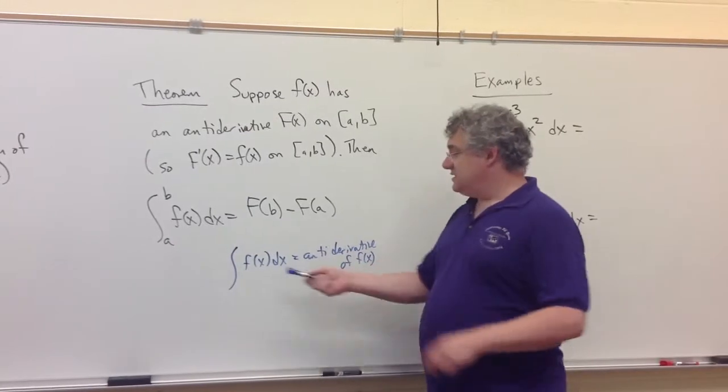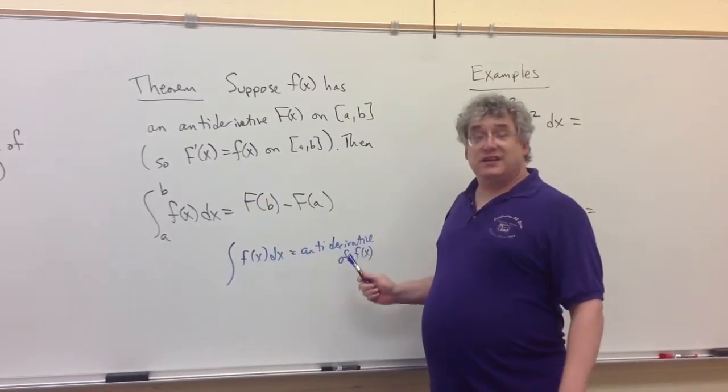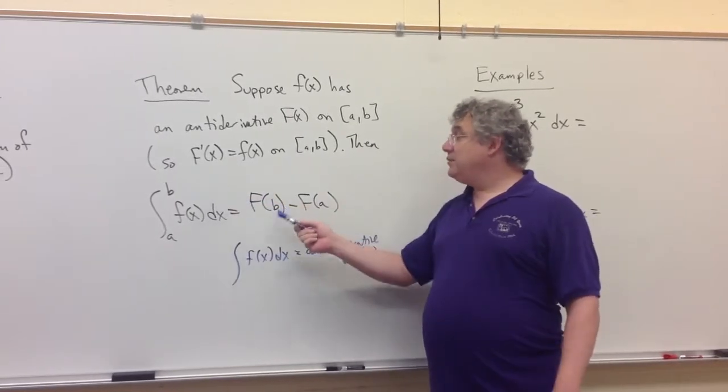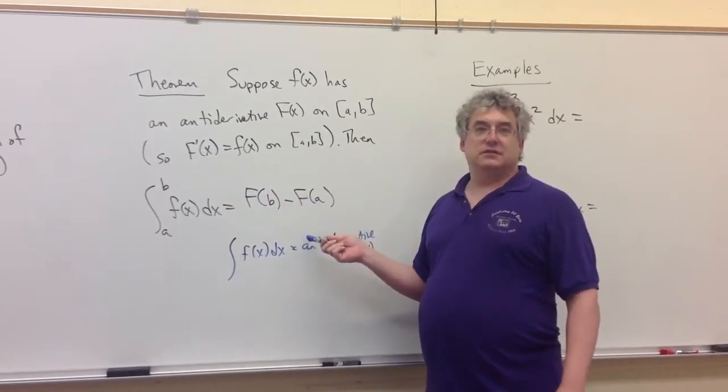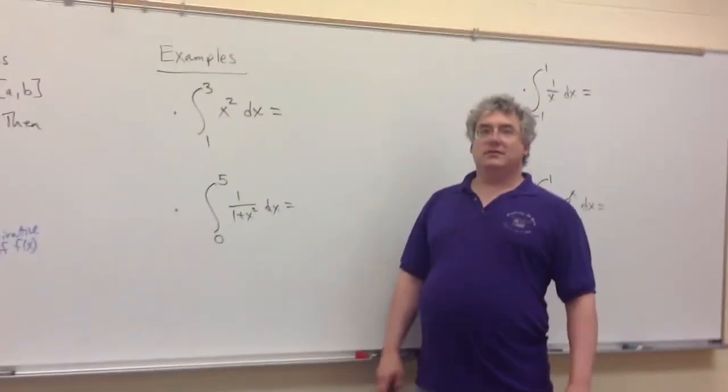There's a reason for this. This notation without the a's and b's was just a general antiderivative. Now with an a and a b, you plug it in and take the difference. Anyway, let's do examples. Here are two. Try them out.